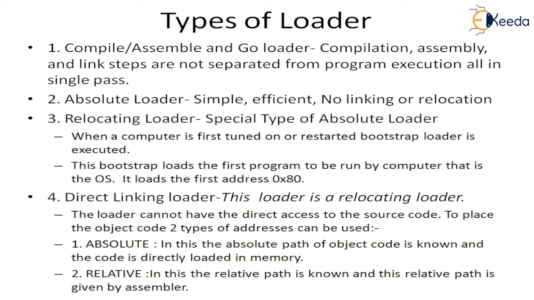After that, the direct linking loader. This is also a type of relocating loader, in which two types of addresses are used, absolute and relative. Absolute means the object code location is known and the code is loaded directly in memory. In relocation, a relative path is used for the code, and that relative path is given or allocated by the assembler. In this way, the different types of loaders work.